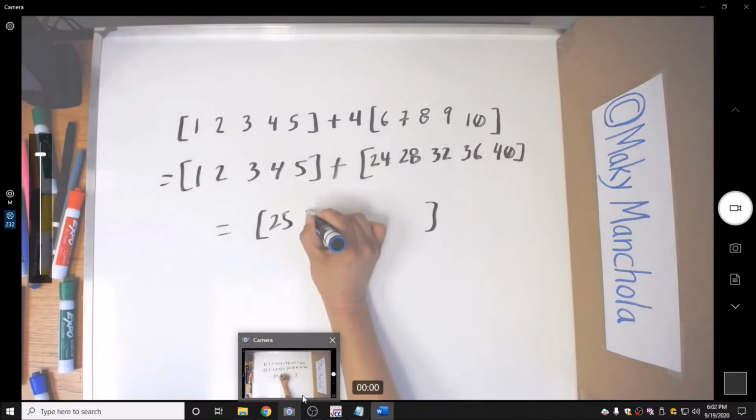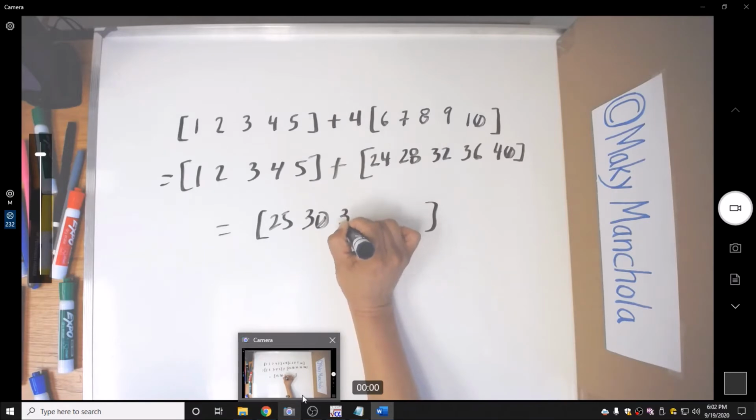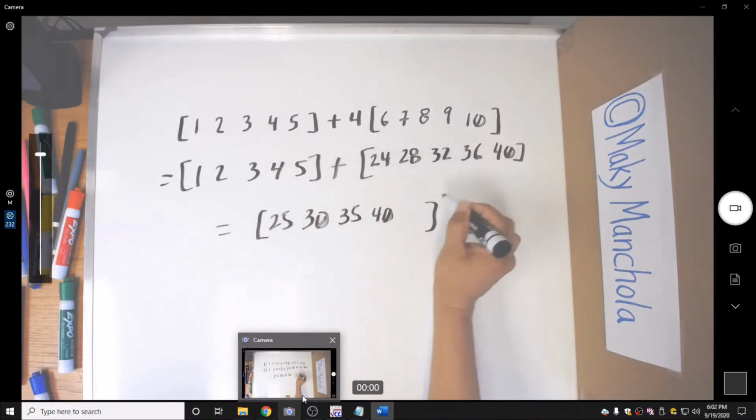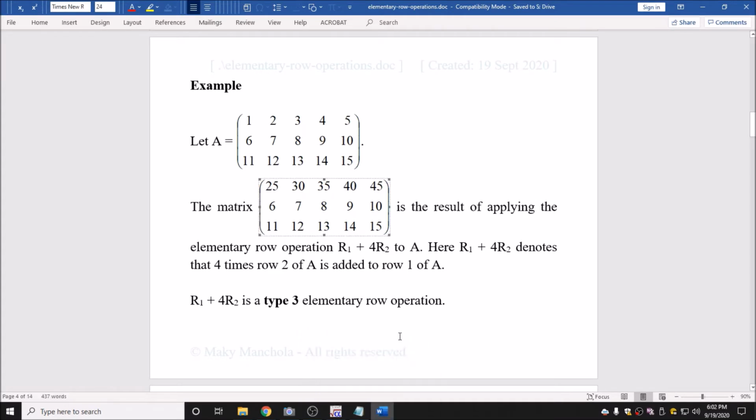2 plus 28 is 30. 3 plus 32 is 35. 4 plus 36 is 40. 5 plus 40 is 45. So observe that the first row of our resulting matrix is derived from taking the first row of A and to it adding 4 times the second row of A.